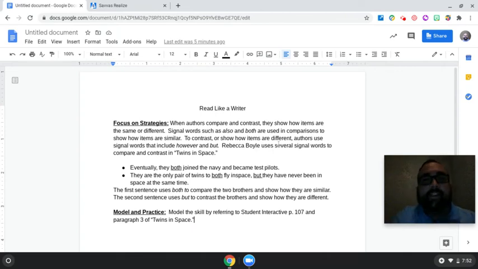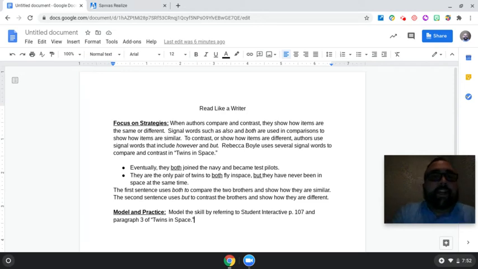Okay, so welcome. Here is our lesson for today. Notice it says, read like a writer. What does that mean? That means whenever we're reading, we need to be thinking, why did the author choose to write this? Why is it written like this? Why this text structure? Why these features? That's what we're focusing on.